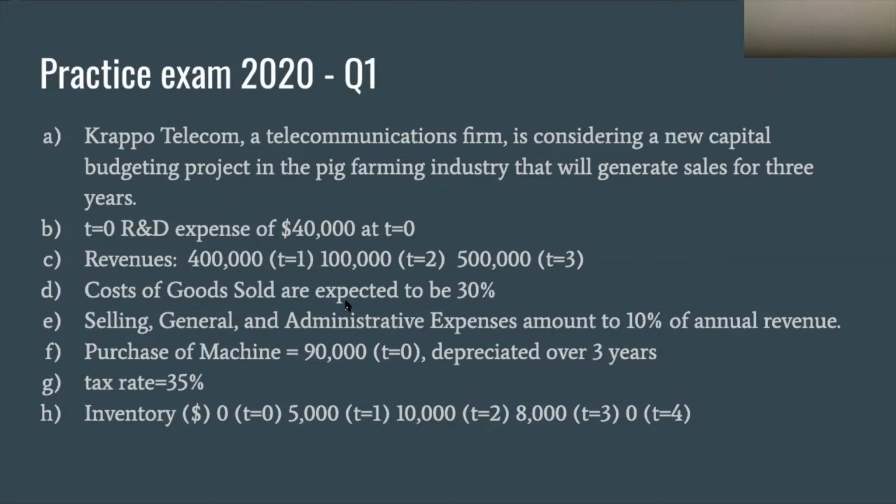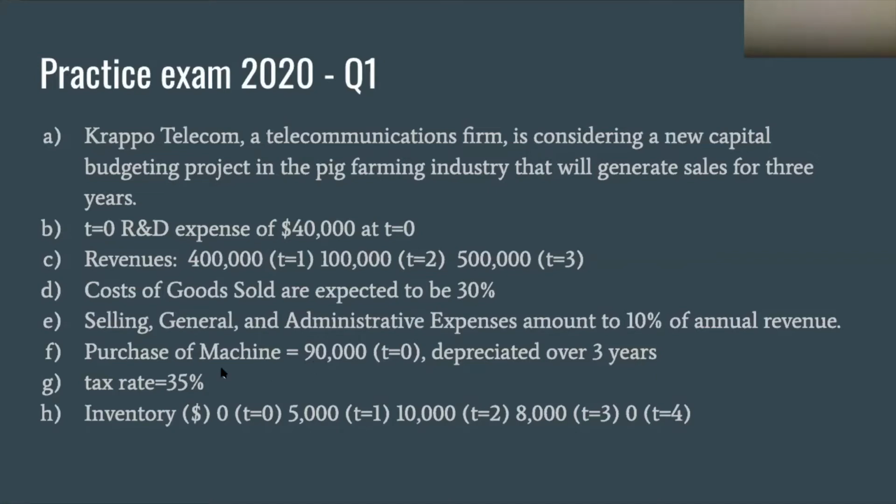So they are thinking about a new capital budgeting project, and they know that the expense for research and development at t equals 0 will be $40,000. They know that revenues at year 1 will be 400,000, year 2 will be 100,000, and year 3 500,000. The cost of goods sold is expected to be 30%. And general selling and administrative expenses are expected to be 10% of the revenue.